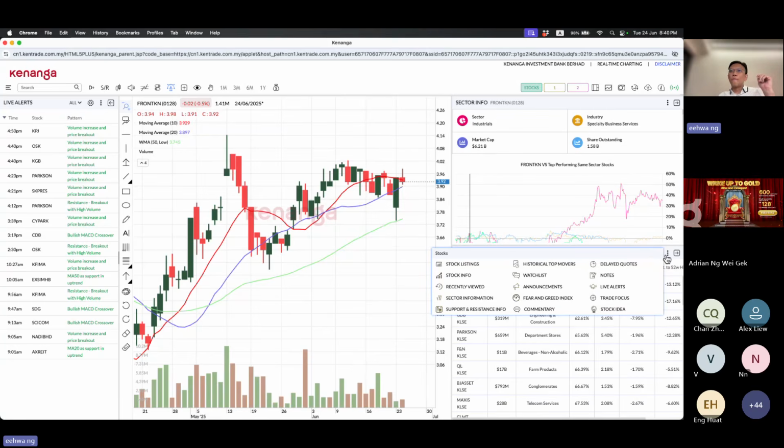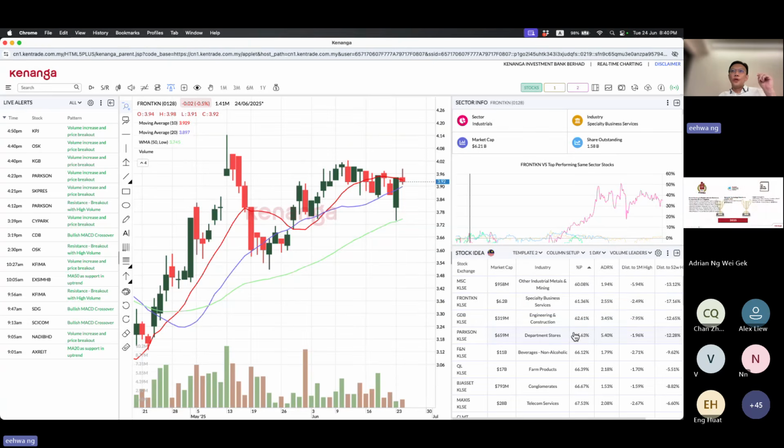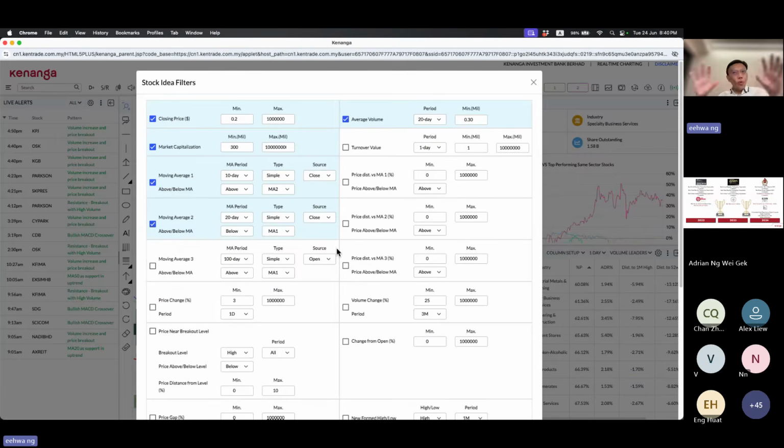Stock idea. Okay, over here, stock idea. So you click on it, stock idea will launch. And then the settings are over here. Now, if I'm going too fast, don't worry. It's a recorded version, so you can slowly play it back during the weekend or during your office hours when you are free. You can have the Kentrade chart on one screen, and on the other screen you can listen and watch the video, and then you do the settings together.